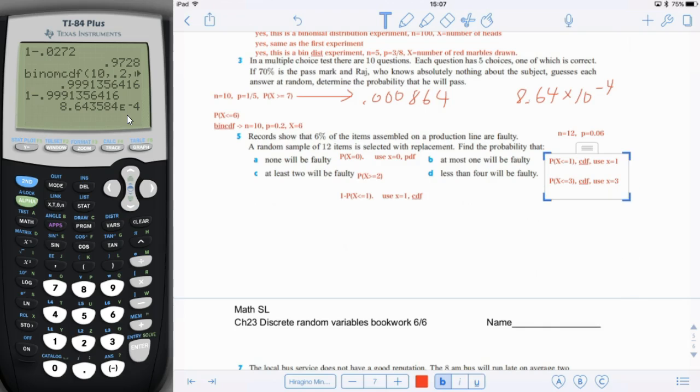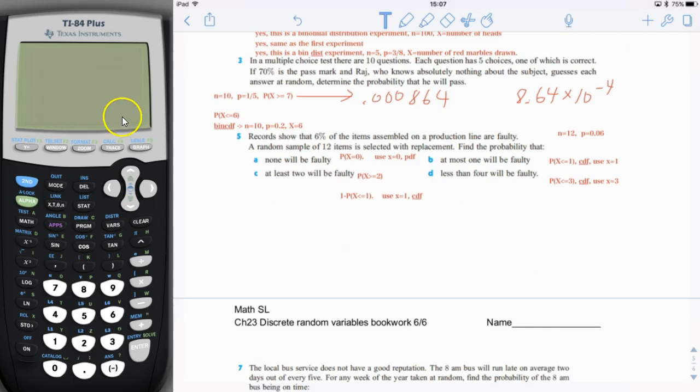Okay, and so now let's plug these into the calculator and see what each one turns out to be. First one, probability that none will be faulty. So we'll put second distribution, go to the second page, we'll go to binomial PDF, right? And then we're going to put n equals 12 trials, p is 0.06, and x value is going to be 0. And it'll give us 0.476. So that's the first one.